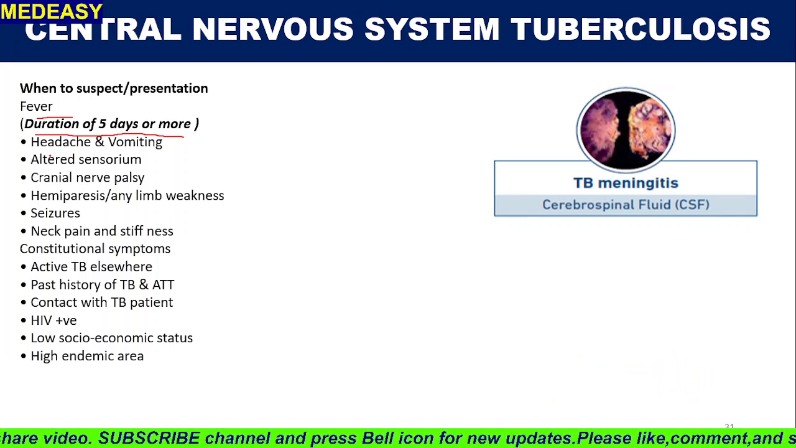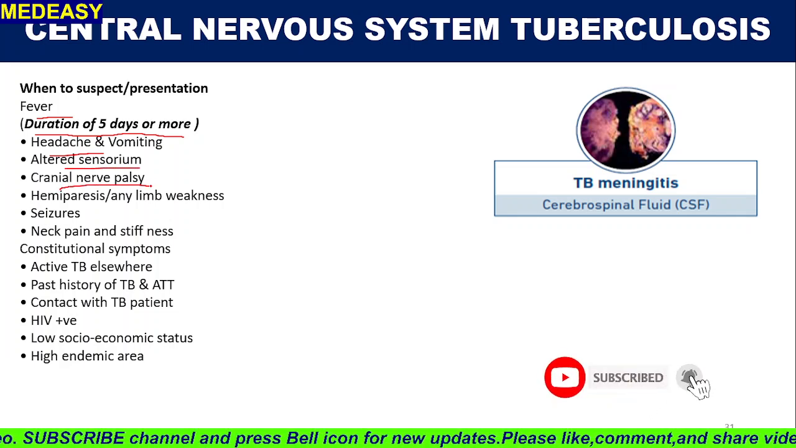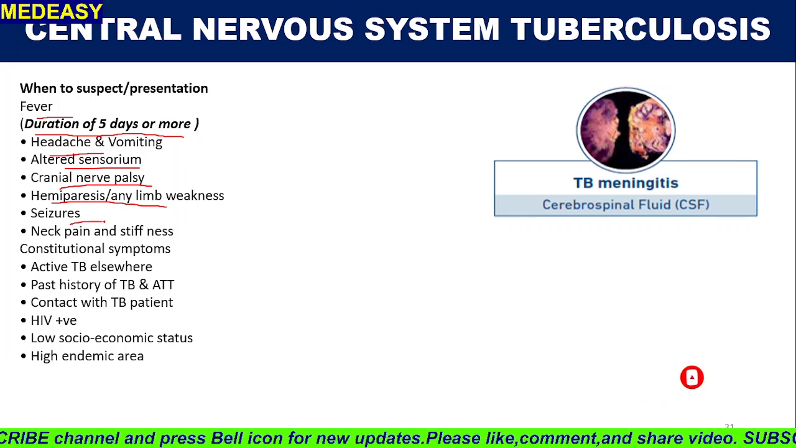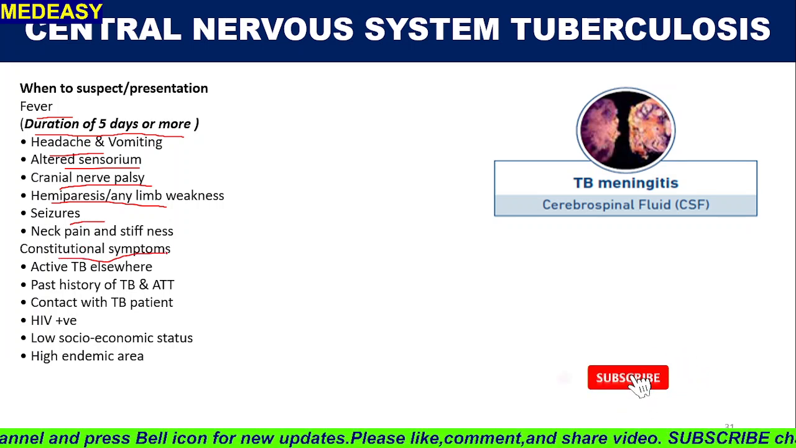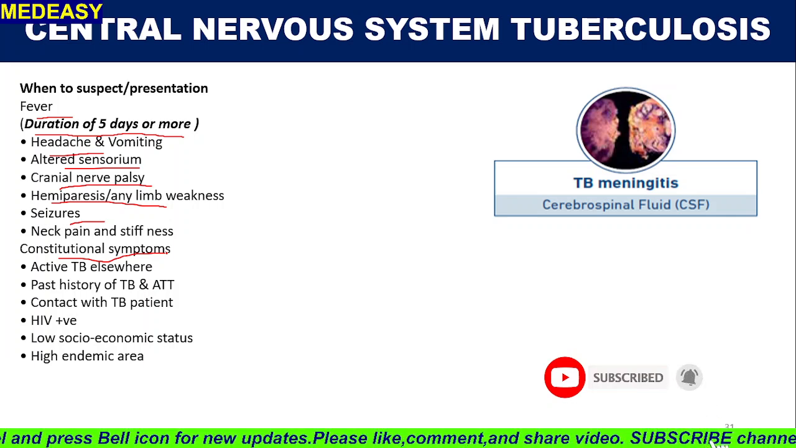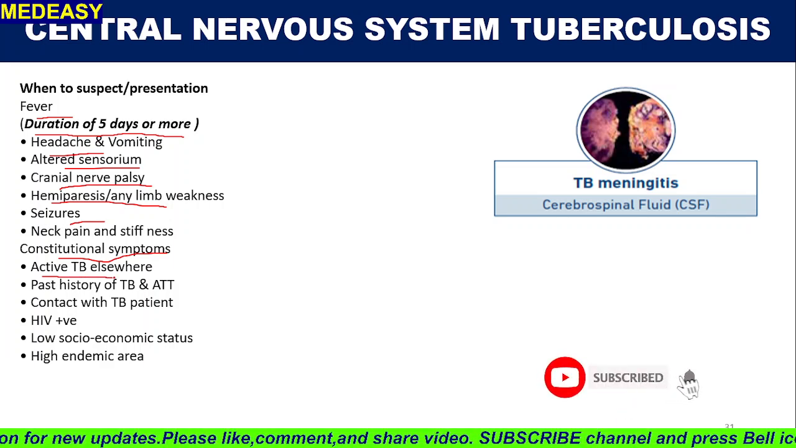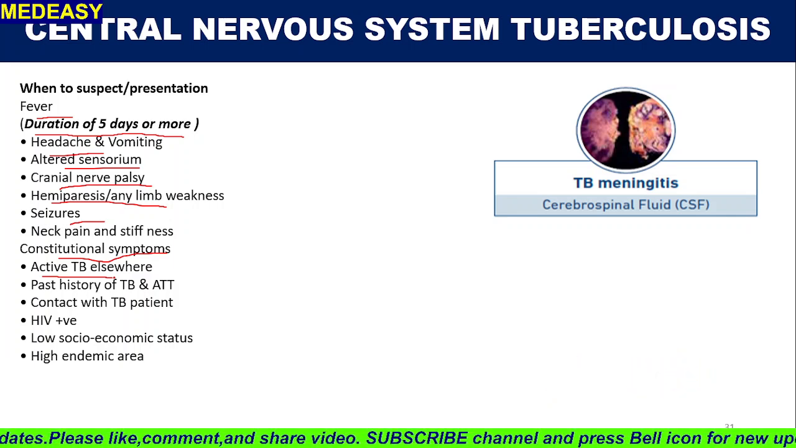So with fever, the patient can have headache and vomiting. There may be altered sensorium. They can present with cranial palsies. They can present with hemiparesis or any limb weakness. They can present with neck stiffness or seizures, and also they may have constitutional symptoms as we see in the patient with tuberculosis. And you have to also see whether there is active TB elsewhere, by doing a chest X-ray. You can also do ultrasound abdomen to look for lymph nodes in the abdomen, and classically necrotic lymph nodes are usually seen in case of tuberculosis elsewhere in the body.